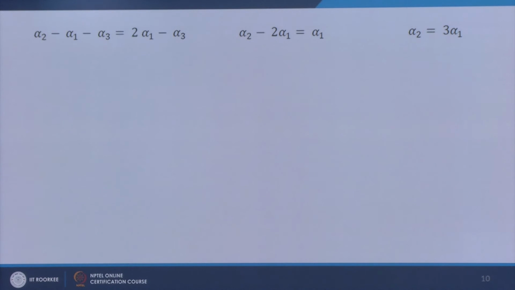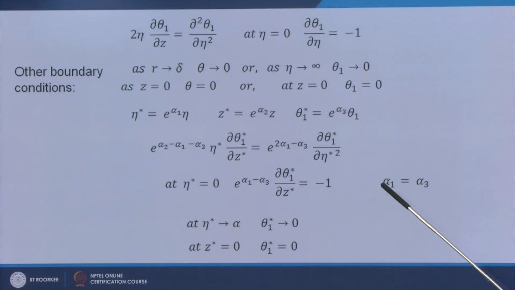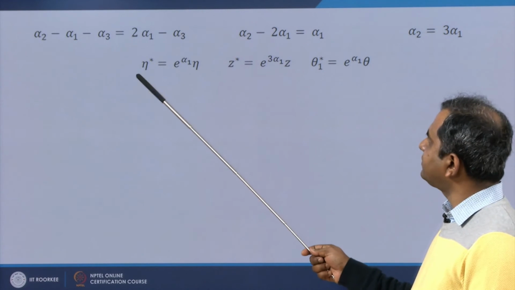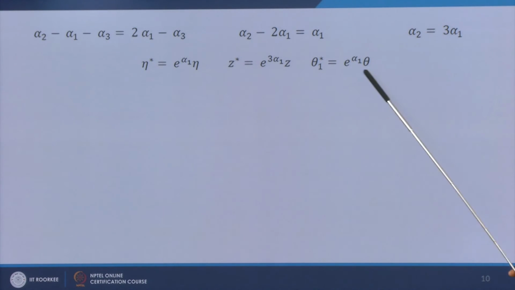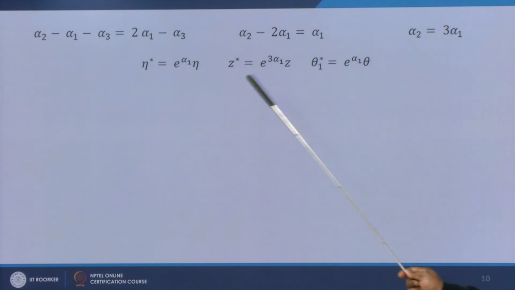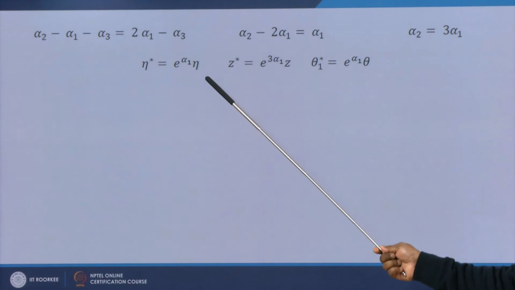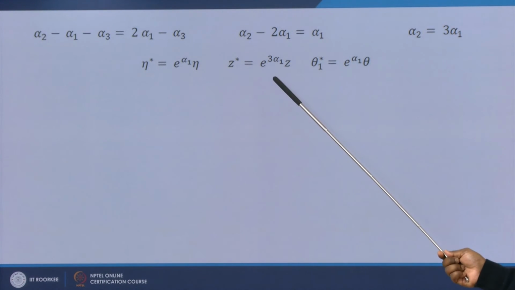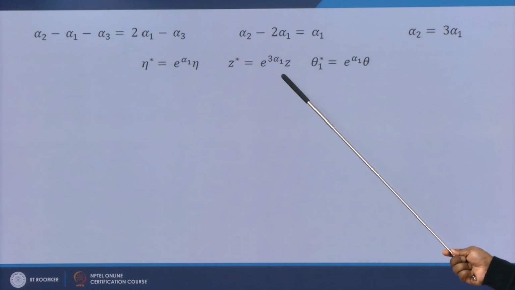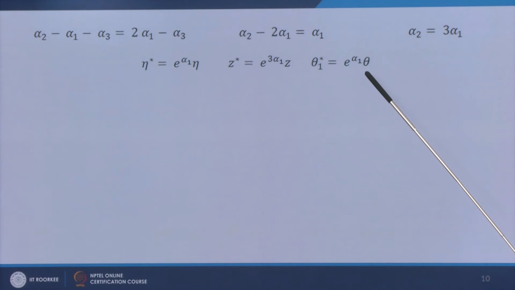So, we have got two relationships: one is alpha 2 equals 3 alpha 1, and another one is alpha 1 equals alpha 3. Using this, let us try to eliminate alpha 2 and alpha 3 and write down these star equations in terms of alpha 1 only. So, we get eta star equals e to the power alpha 1 eta, z star equals e to the power 3 alpha 1 z, because alpha 2 is actually 3 alpha 1, and theta 1 star equals e to the power alpha 1 theta, because alpha 3 equals alpha 1.